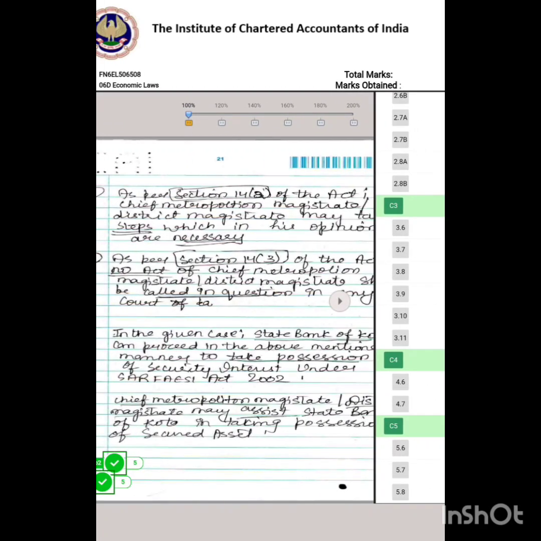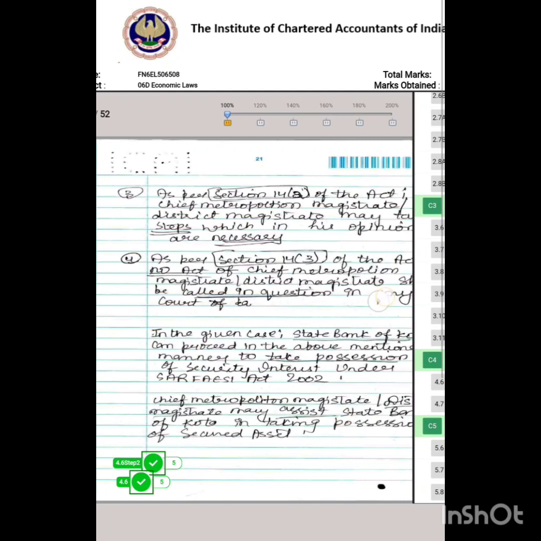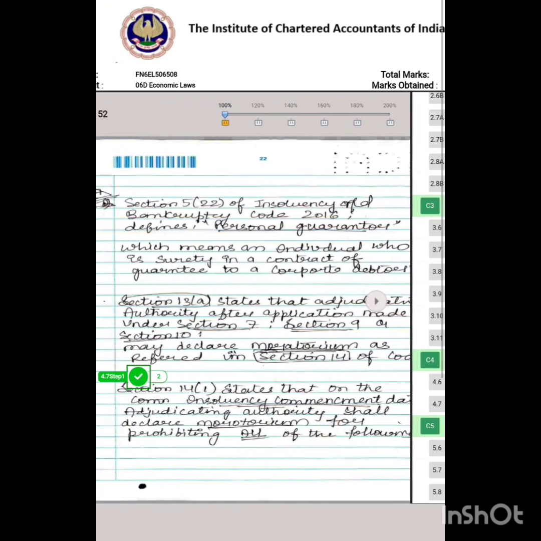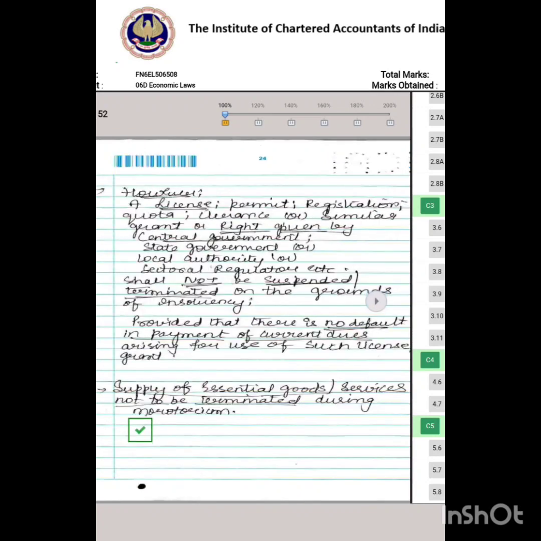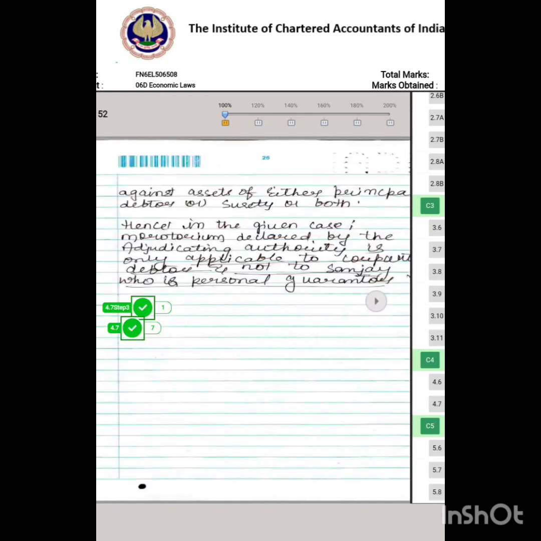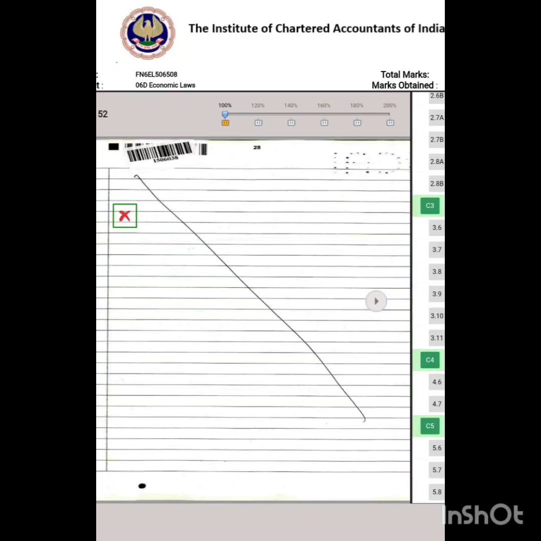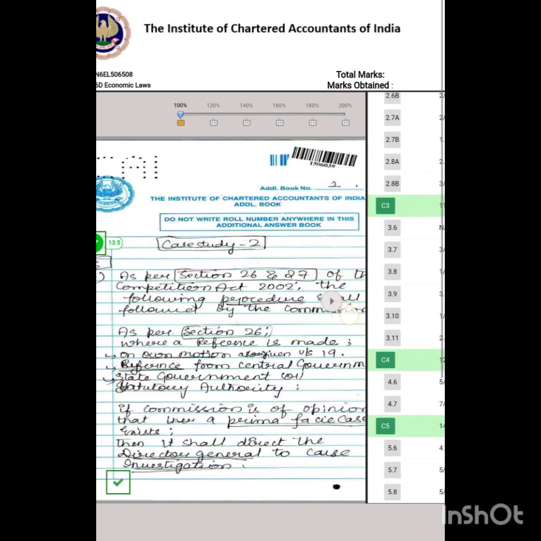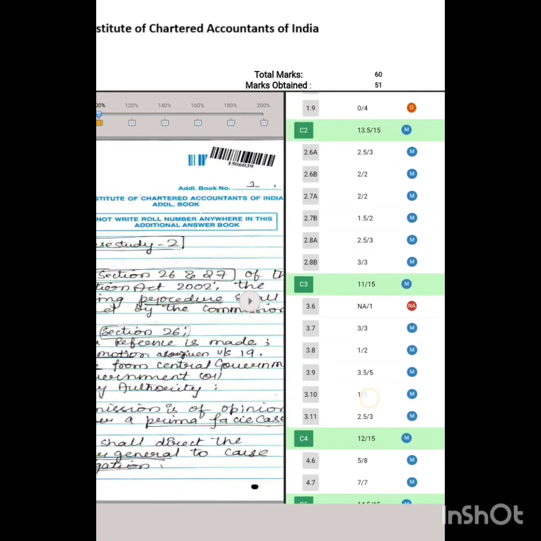This is how I presented my answers. See, 4.7, 7 marks I got because I've included all relevant points. Because even while you're writing, even if you did not read the case study earlier, while you're writing you will understand, okay, this point is relevant, this point is not relevant. I did that during writing the exam also.